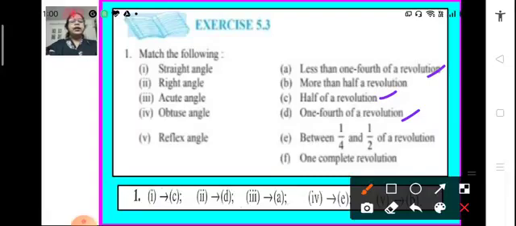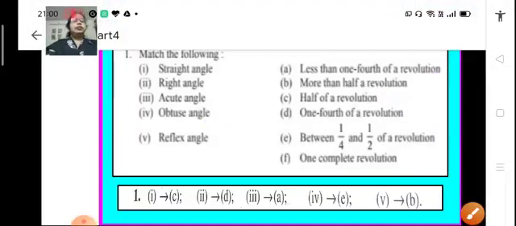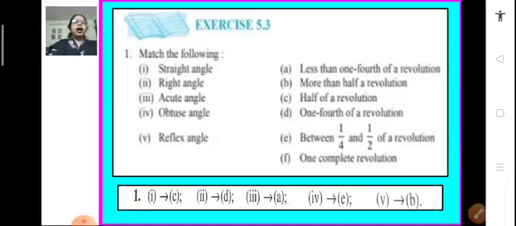And what is an obtuse angle? An obtuse angle is between 1/4 and half of a revolution. That means it is more than 90 degrees and less than 180 degrees. So, that is option E. And fifth one, reflex angle. What is it? The reflex angle is more than half of a revolution. That is option B. And option F is an extra option given. It does not answer any of them.